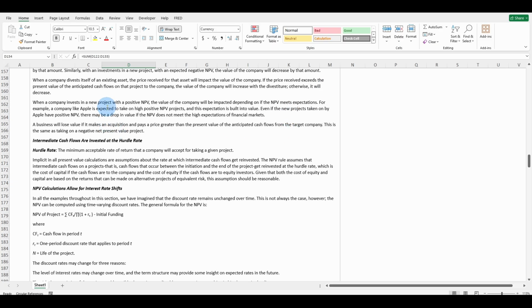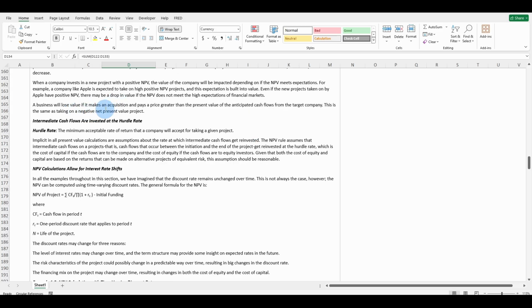When a company invests in a new project with positive net present value, the value of the company will be impacted depending on if the NPV meets expectations. For example, a company like Apple is expected to take on high positive net present value projects, and this expectation is built into the value. Even if the new project taken on by Apple has positive NPV, there may be a drop in value if the NPV does not meet the high expectation of the financial market. A business will lose value if it makes an acquisition and pays a price greater than the present value of the anticipated cash flows from the target company. This is the same as taking on a negative net present value project.